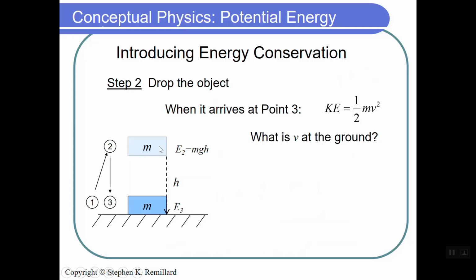So let's drop this object and see what happens when it arrives at point 3. So it has purely kinetic energy there. There's no more height, so it has only 1/2 mv squared when it gets to point 3. Energy at point 2 was mgh. Energy at point 3 is 1/2 mv squared. You know, we can figure out what v is. We learned how to do this when we did kinematics.